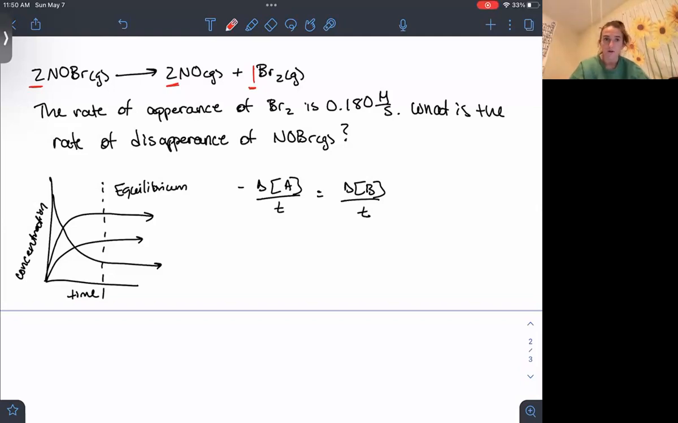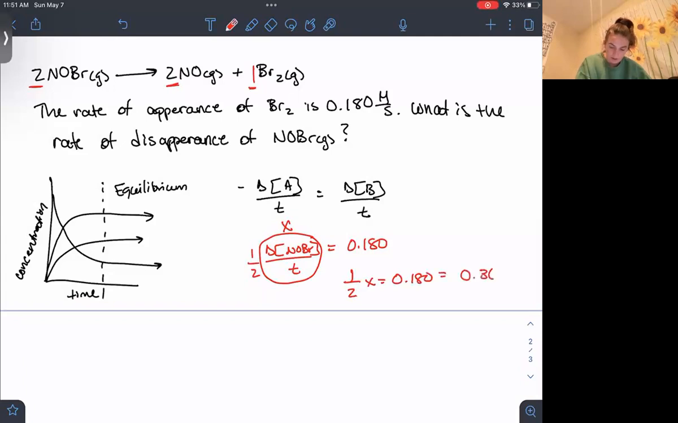Okay, so if we were to do this question, we know that the rate of appearance of your Br2 is 0.180, and you're looking for this negative delta A component, which would be your change in concentration of NOBr over time times 1/2. Because in order to get those to be the same, you need to take the reciprocal of your coefficient. So this portion here is the x that we're solving for. If you plug that in, it's just 1/2 times x is equal to 0.180, and this is 0.360 units of molarity over second.